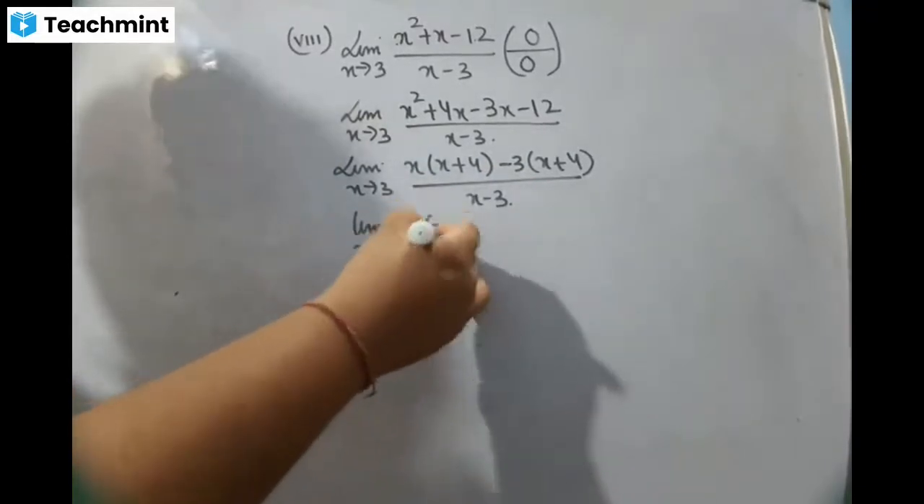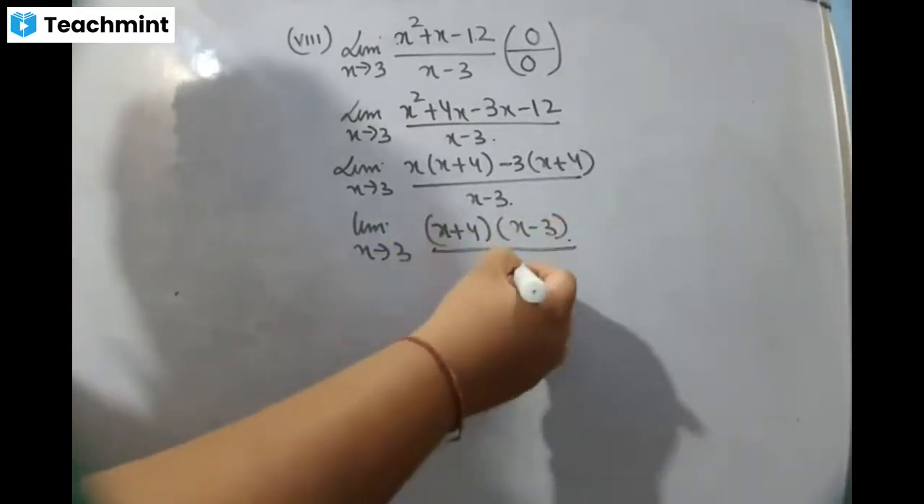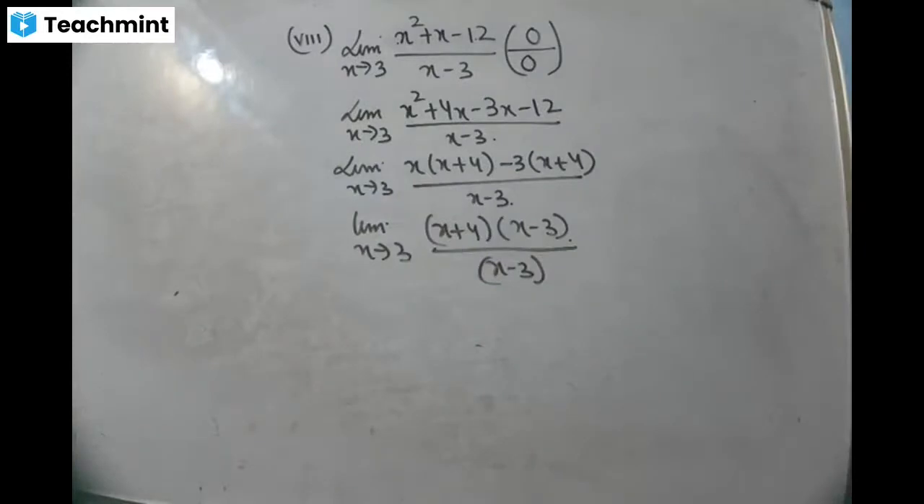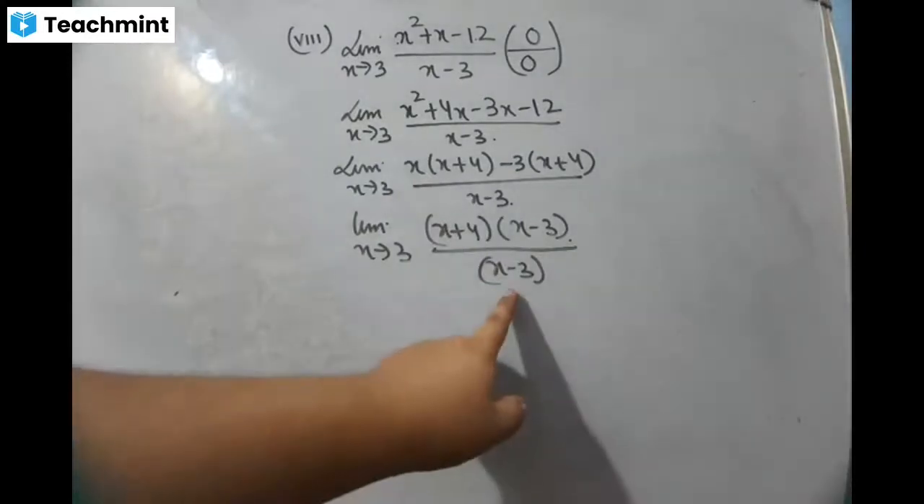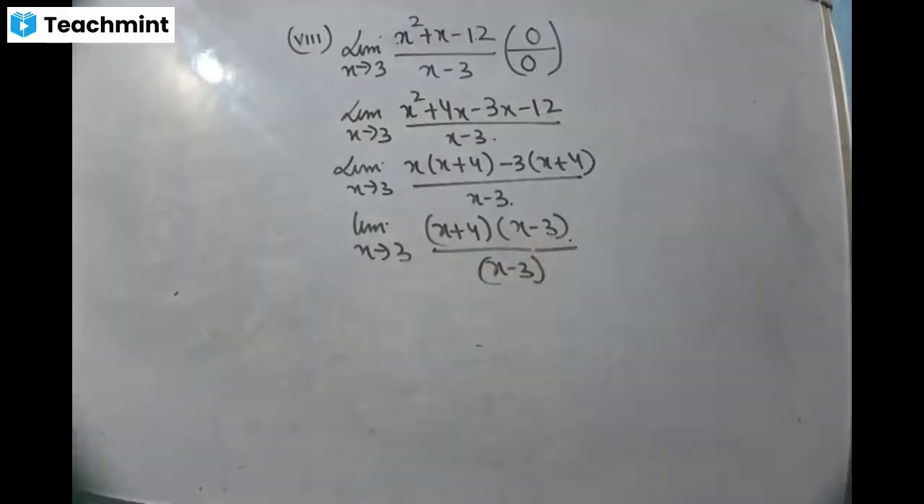So if I take x plus 4 out, I'm going to get x minus 3 and x minus 3. So you can easily see that the part which was making the question 0, that is x minus 3, you got the same thing in the numerator. So I hope you understood the concept.